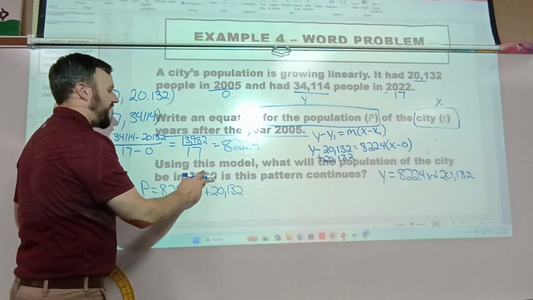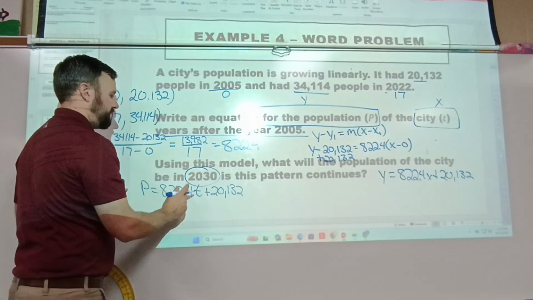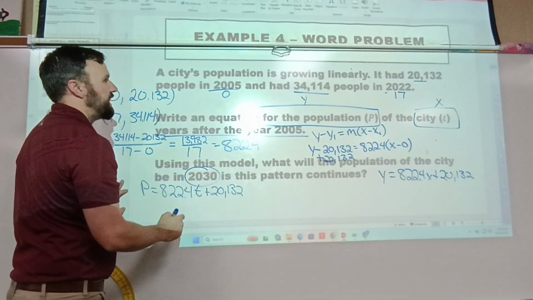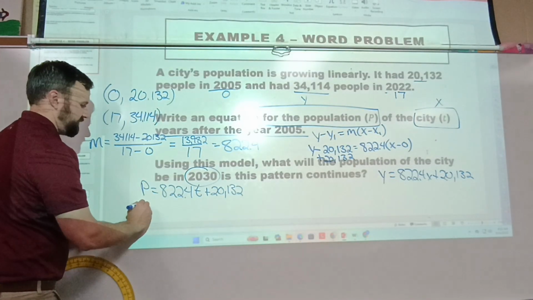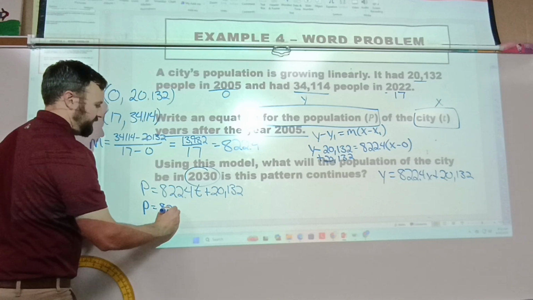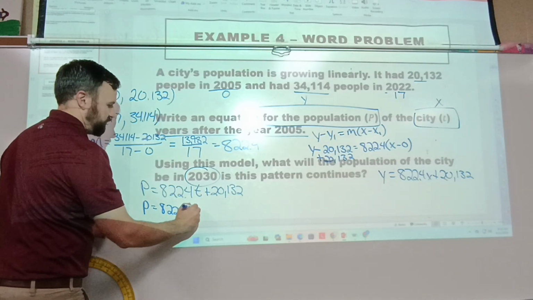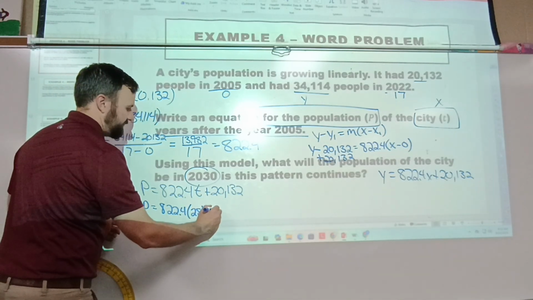So where am I going to plug in time? Into T, right? But now I don't plug in 30, I don't plug in 2030. What do I need to plug into this beast? 25. Because it's 25 years after that.